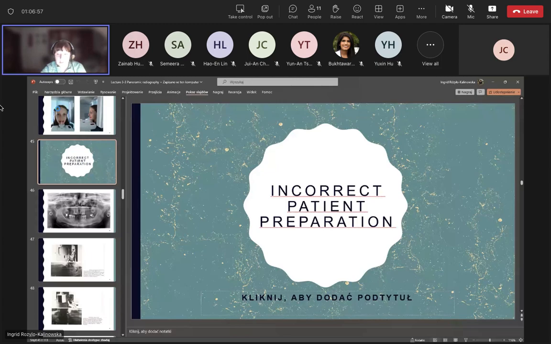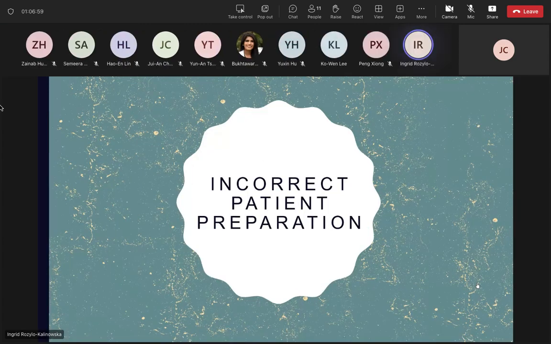Right, so far we have been talking about the correct patient positioning. Now I would like to talk about incorrect patient positioning. And of course, we started the topic in our seminar the previous Monday. So this will be supplemental information to the one in the seminar.